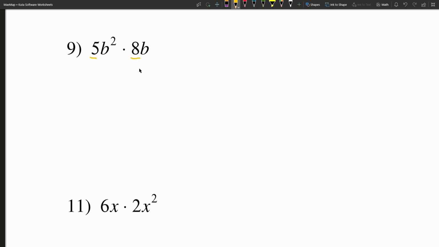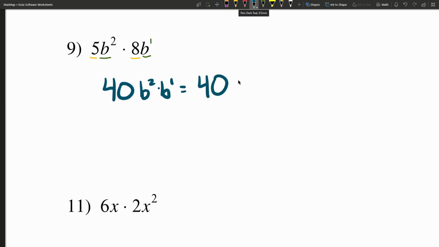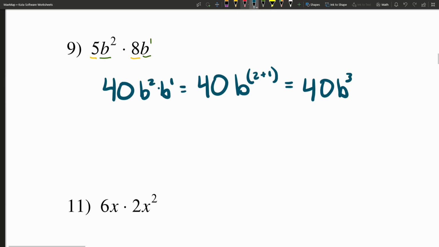Remember, 5 and 8 are just those coefficients out in front. So I can combine b squared with b because I have the same base. b squared times b to the first. 5 times 8 is going to give me 40, and I'm multiplying that by b squared times b to the first, which can simplify down to 40 times b to the 2 plus 1, adding those exponents since I have the same base, which is 40b to the third, or 40b cubed.